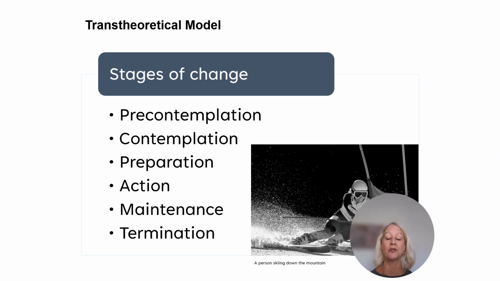The trans-theoretical model, also known as the stages of change model, describes the process an individual goes through when adopting a new health behavior or stopping a harmful one. It emphasizes that behavior change is a gradual, cyclical process and not a single event. So there are 6 stages of change.